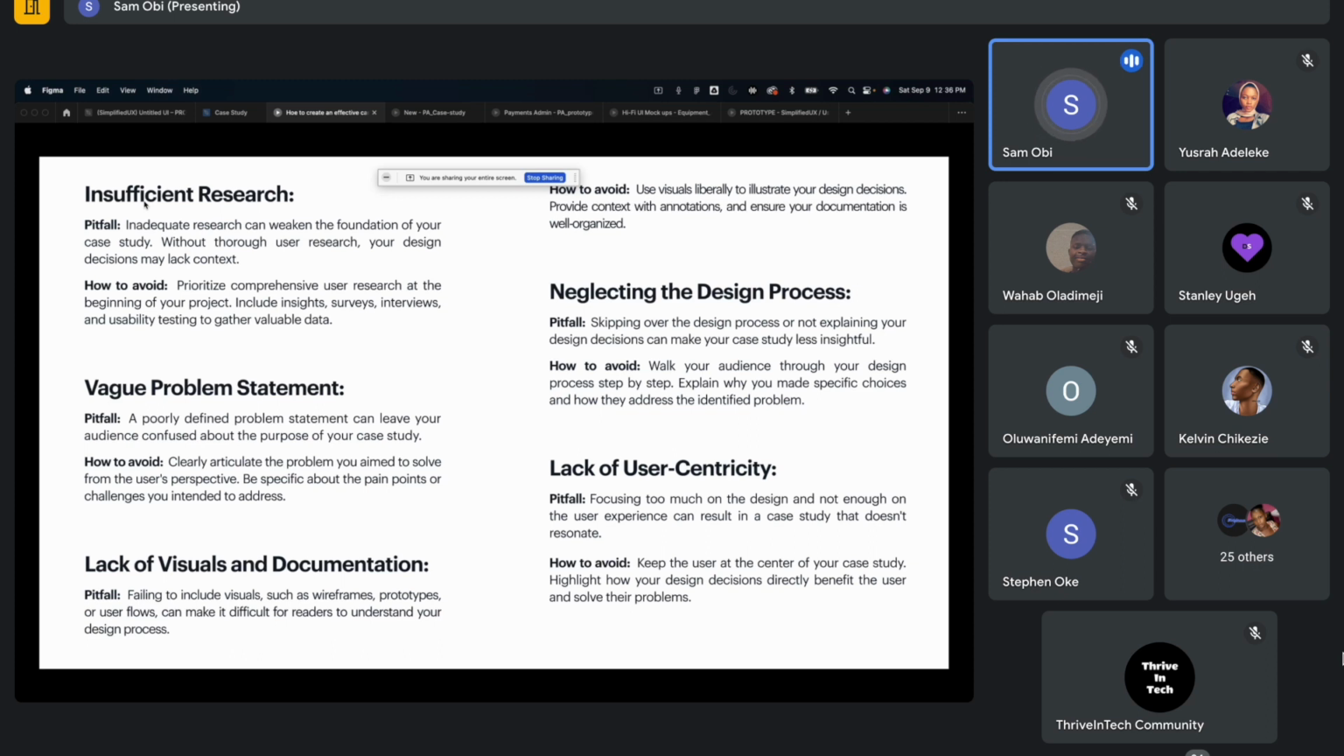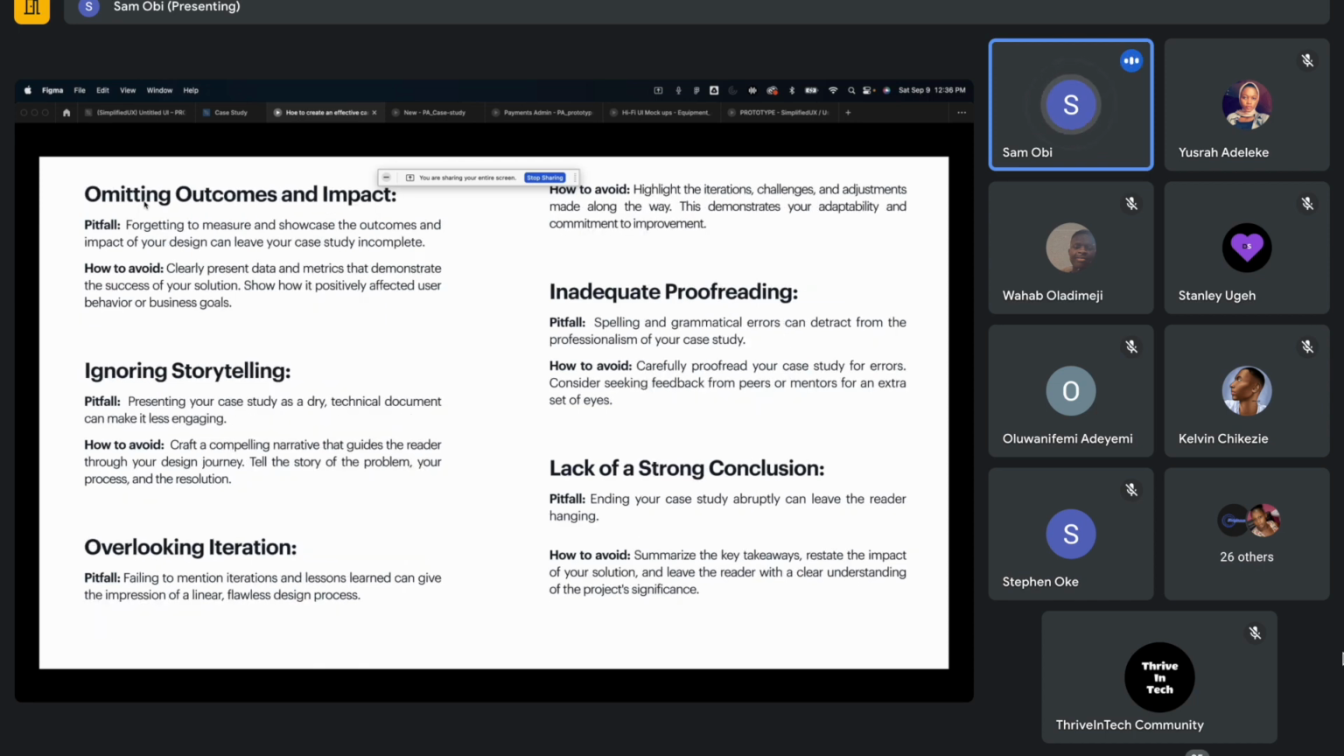Lack of user centricity. We focus too much on the design, just like I said, and not enough on the user experience, because this can result in a case study that doesn't resonate with people. So, how to avoid that is keeping the user at the center of the case study and highlighting how your design decisions directly benefit the user and solve their problems.